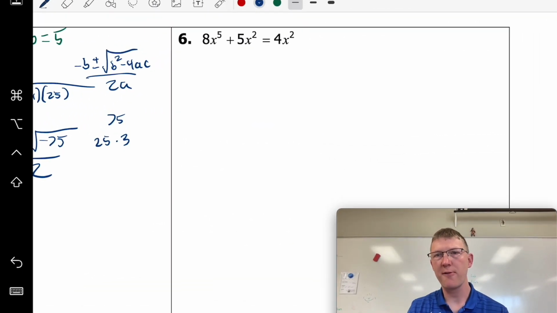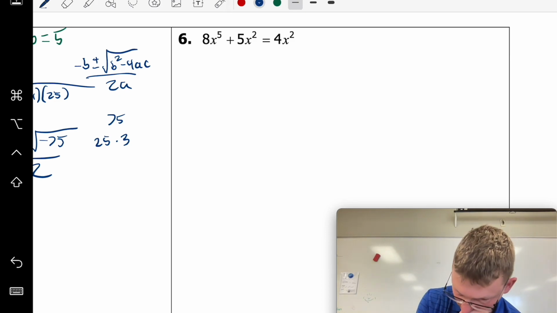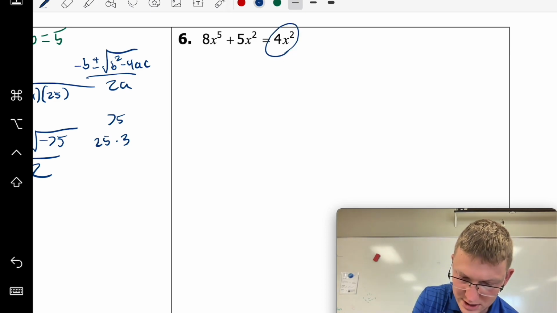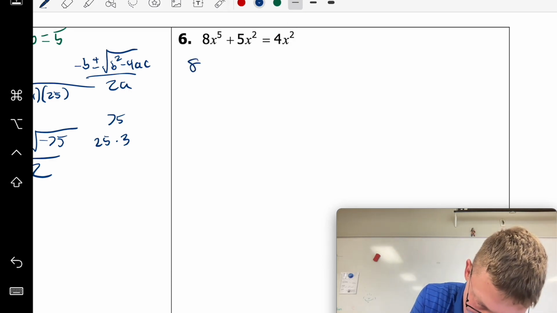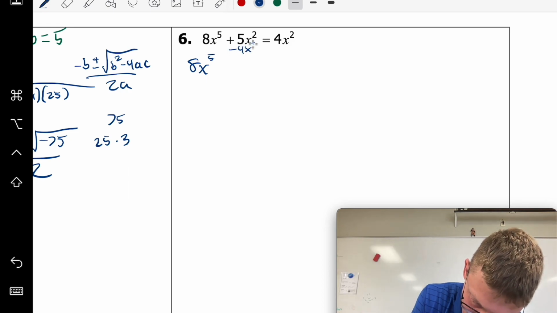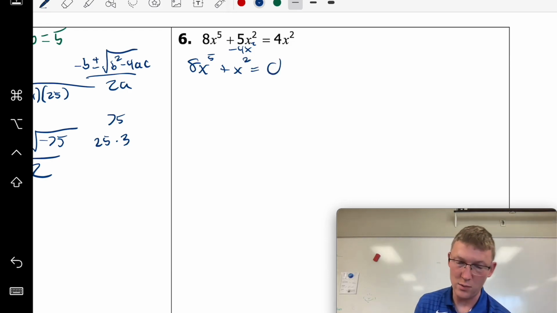Number 6, I'm going to factor it. It does still use the quadratic formula. I'm going to let you guys do that. I'm not going to waste your time here looking at it over and over again. So it is not equal to 0 yet, so we got to move that 4 over. So we're going to have 8x to the 5th minus 4x squared plus x squared equals 0. So we've got an x squared. We can factor that out.